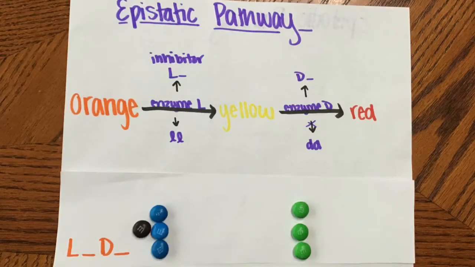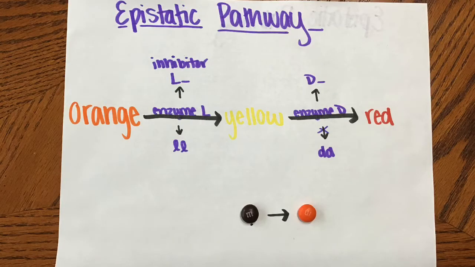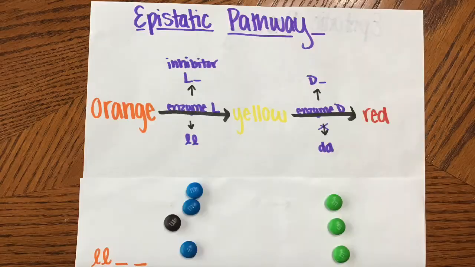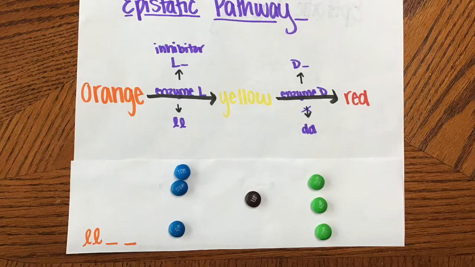The blue M&Ms represent the security guards at enzyme L. Being dominant does not give you a pass to the yellow, therefore the security guards will stop the M&M at orange. However, if the M&M has 2 little l's, therefore being recessive, it can be either yellow or red. Being homozygous recessive for L is your pass through the security guards.